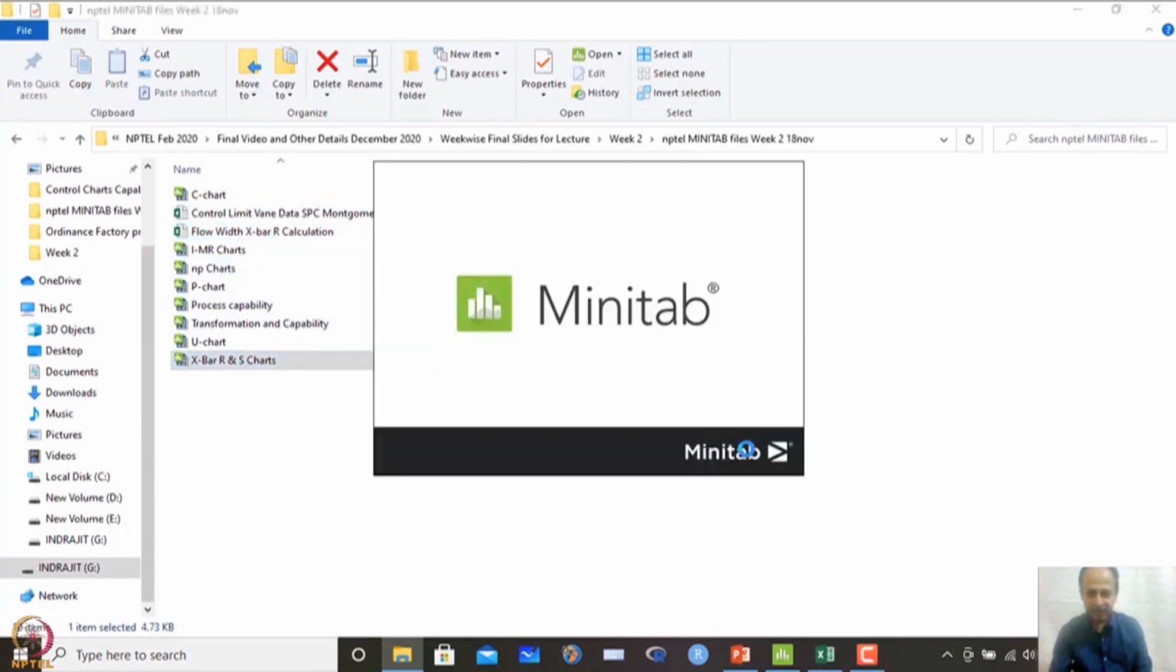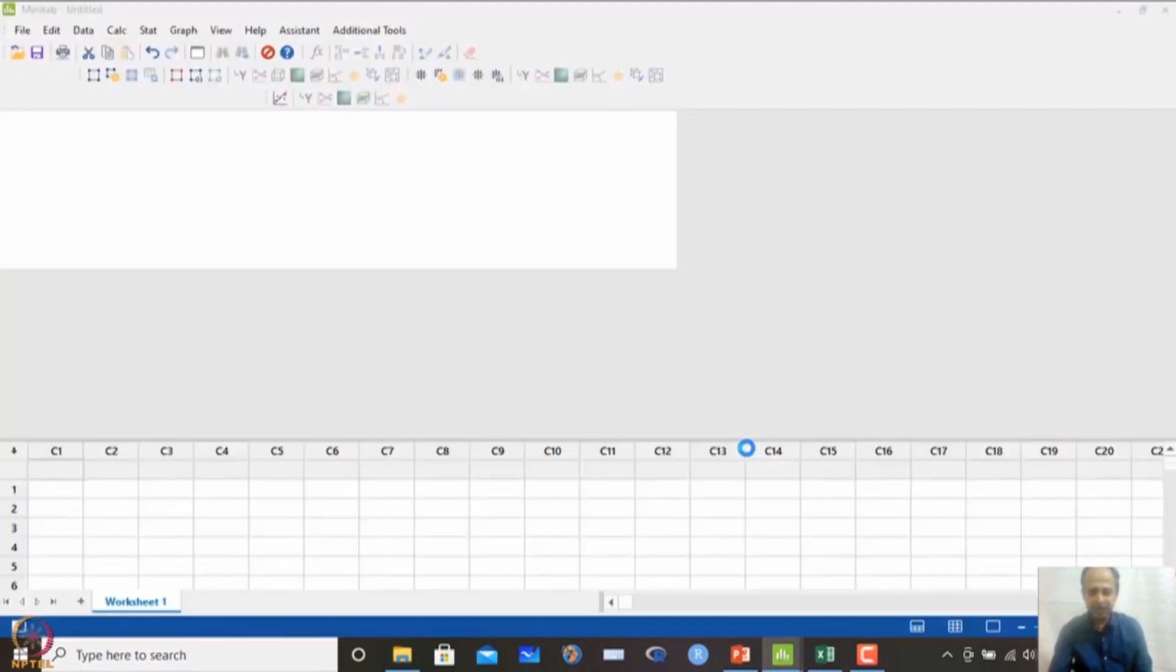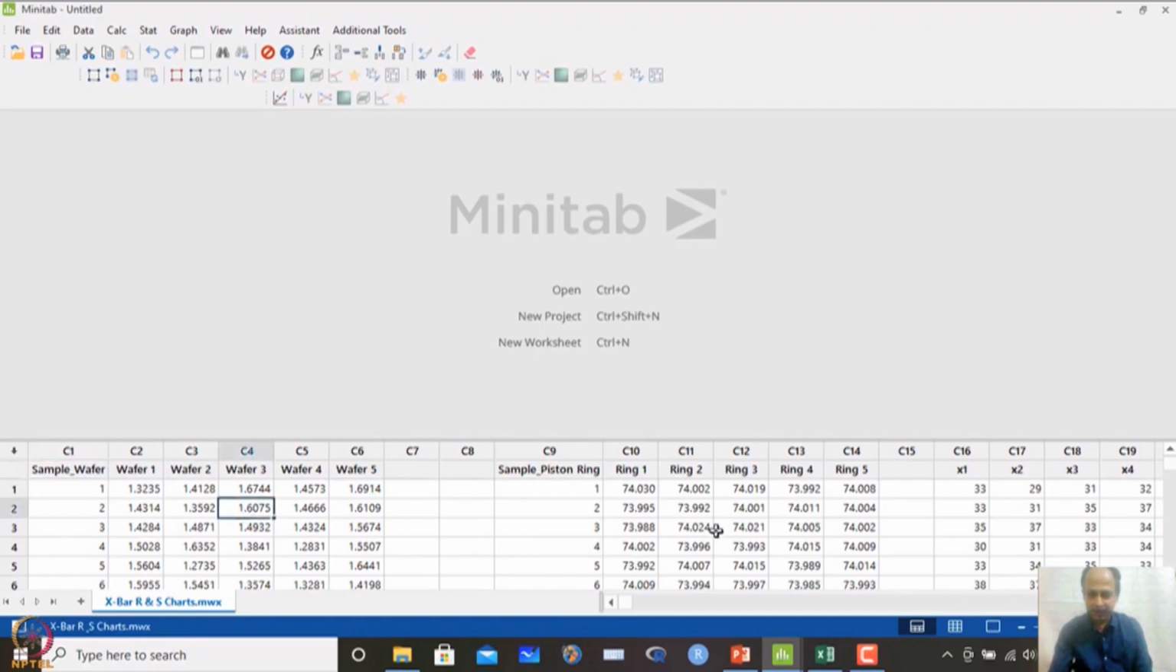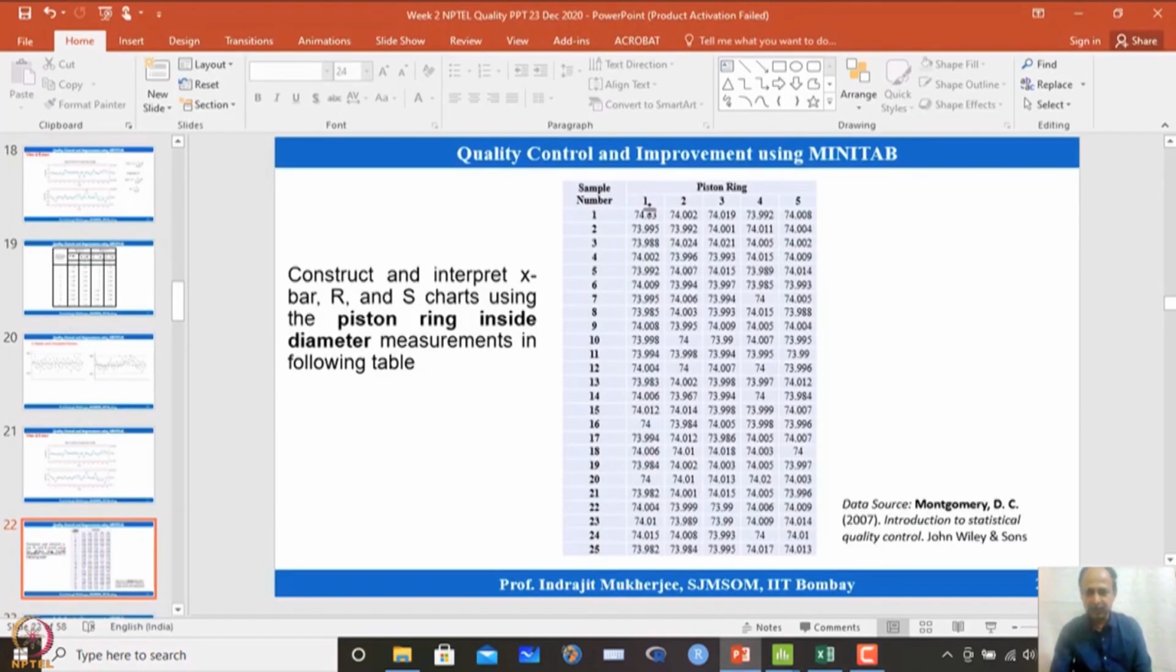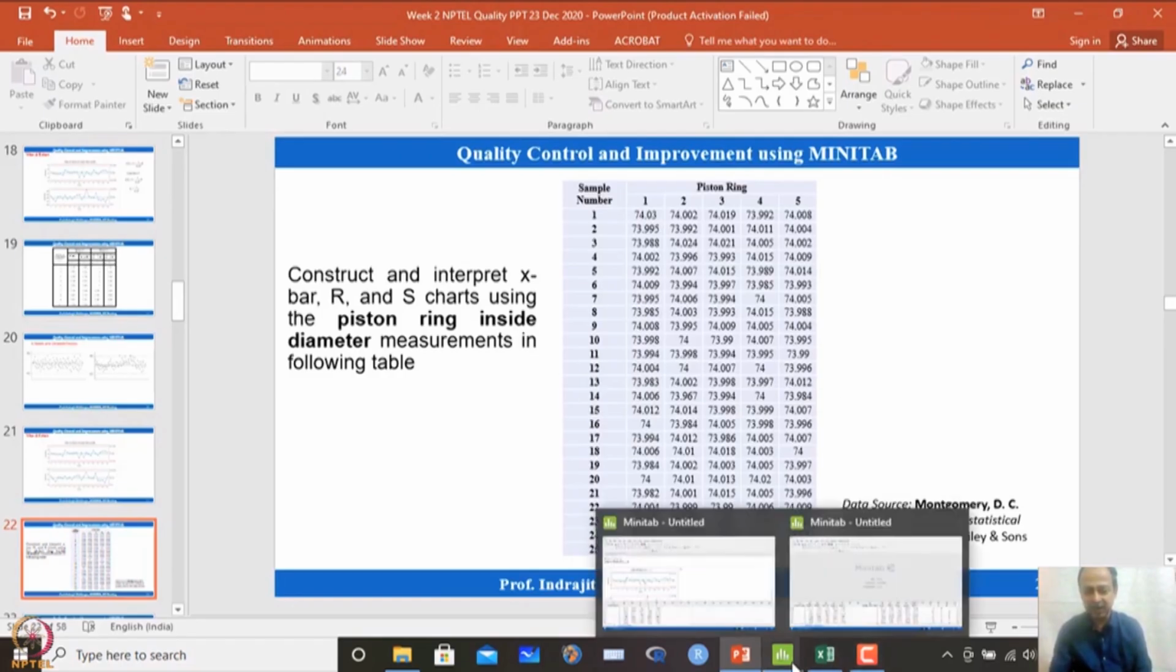I have a data set which we will use, already saved. In this case we are doing x bar S, with columns C9 to C14, and I have already stored this data. The piston ring information has 5 observations, the subgroup size is again 5, and there are 25 subgroups. The data may be coded, and the piston ring dimensions or inside diameter are what we are trying to monitor using x bar R or x bar S. We know x bar R, and x bar S is similar.